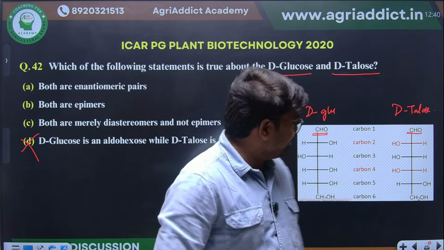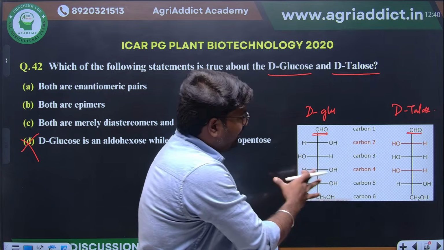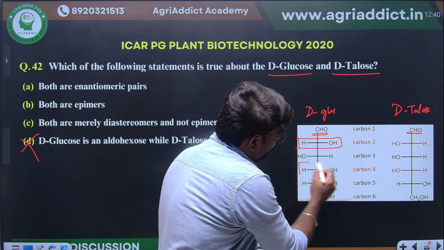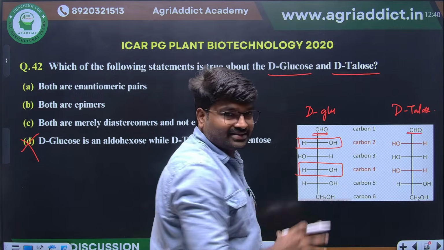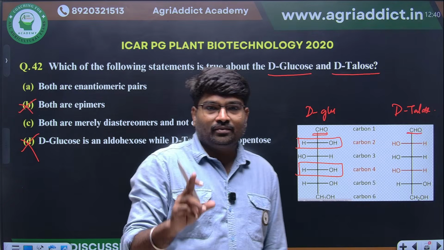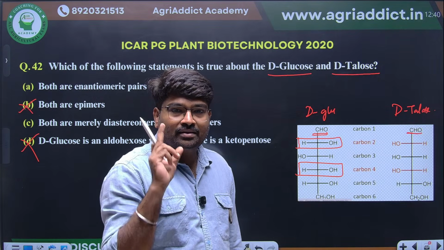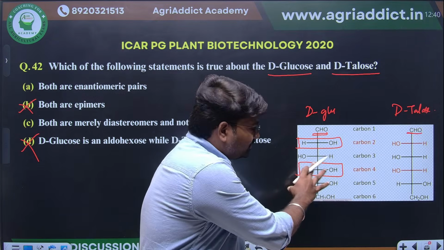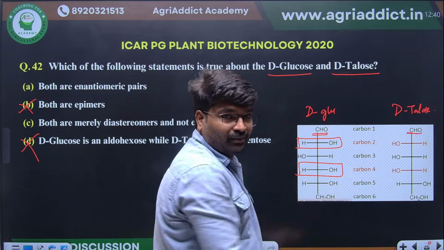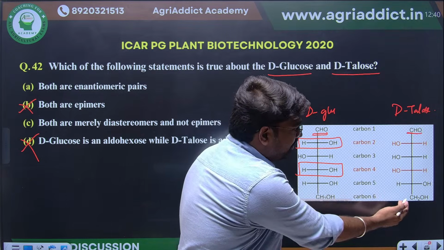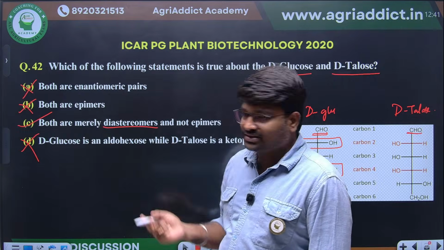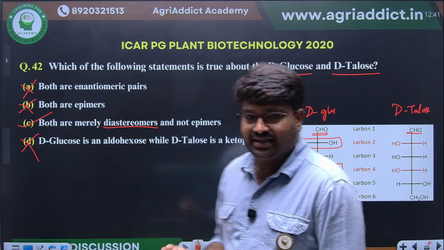Second, if you see the arrangement of hydrogen and OH at carbon number 2 and carbon number 4, there are changes. So it is not an epimer. Epimer means only a single chiral carbon center has a changed arrangement of atoms. So this also will not come. Whether this is an enantiomer? No, both are D and D only. So they are mainly diastereomers and not epimers. Yes, very good.